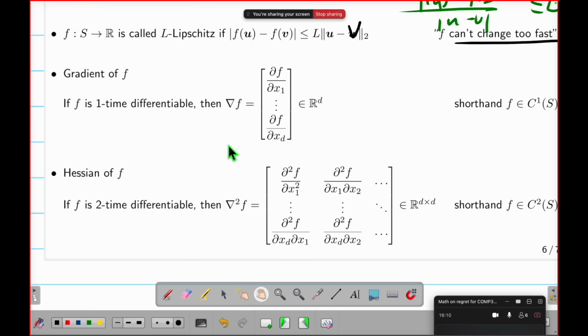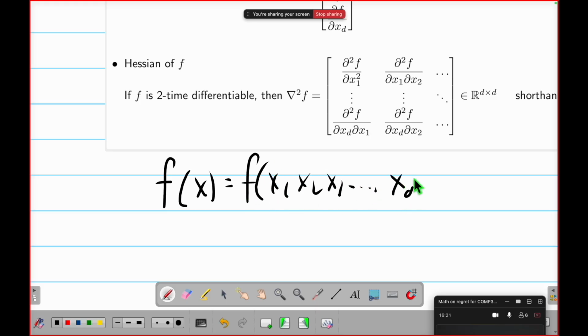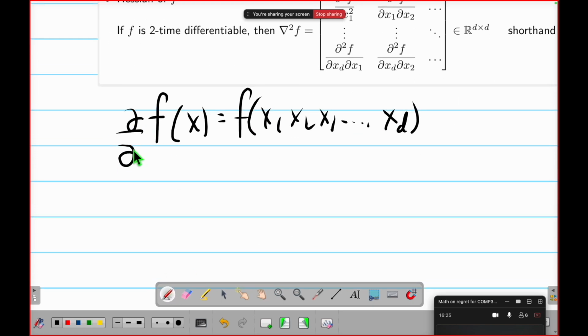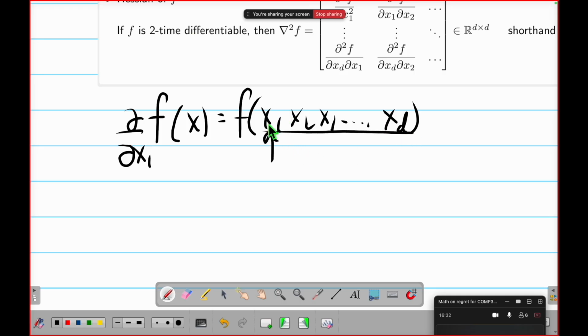Now I have another thing, gradient and Hessian. What the heck? So I have a d-dimensional vector. I have f, and x is a vector. This is the lazy form. What's the full form? x1, x2, x3, up to xd. Now for each of them I can take a derivative on xi. For example, x1. What does it mean? What's the change of this whole thing on this coordinate?